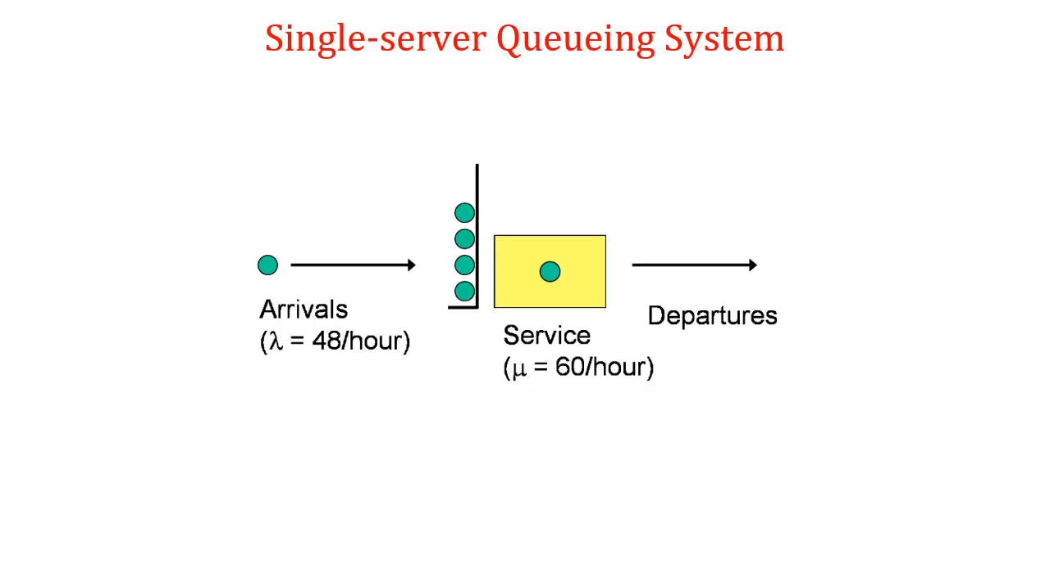Essentially what we have is a single server queuing system with arrivals at the rate of 48 per hour, service at the rate of 60 per hour, and we're going to make some standard queuing assumptions. First of all, we're going to make the assumption that the arrivals are Poisson, so the interarrival times are exponential, and we're going to assume that the service times are also exponential, and that we have a first in, first out queue of infinite length. And so essentially what we're modeling is an MM1 queuing system.